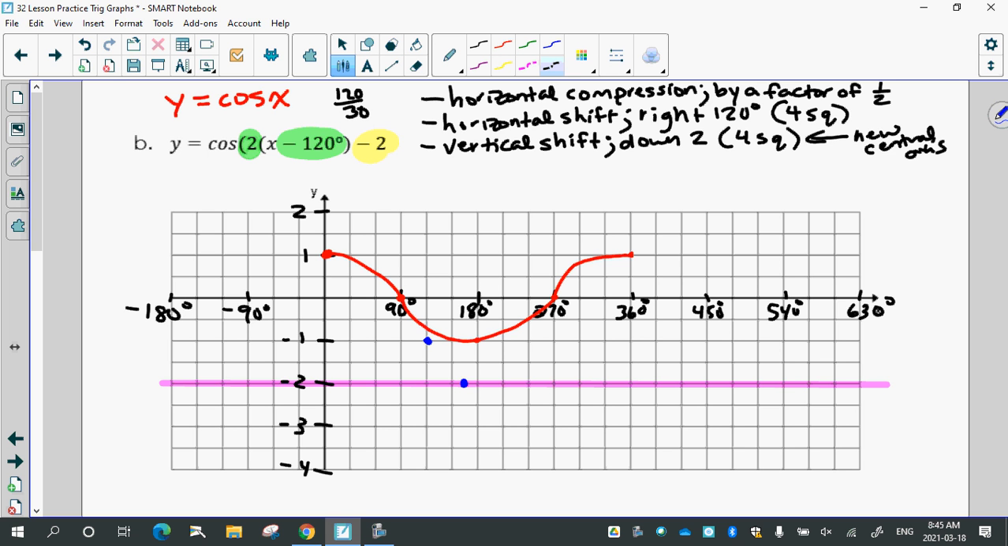So 180 divided by 2 is 90. So I'm over at 90. And then I'm going to go 4 squares to the right, 1, 2, 3, 4, and down 4 squares, 1, 2, 3, 4. So now I can move to this point, and this point.